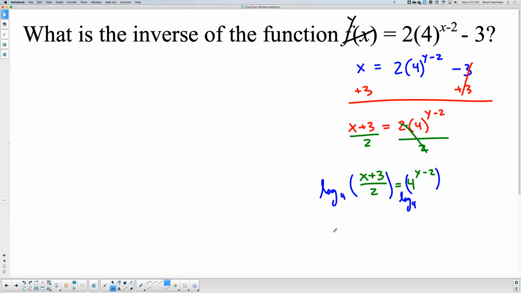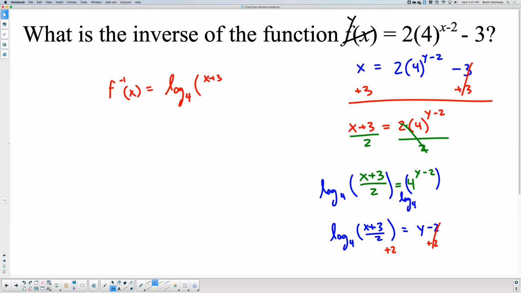So what do I have left over here? I have log base 4 of (x plus 3) over 2 will equal, these will simplify, and I'm left with y minus 2 multiplying times this 1. Log base 4 of 4 is 1. So y minus 2 multiplied by 1 is just y minus 2. Last part, I would add 2 to both sides. This needs to be outside the parentheses since I'm not adding inside the logarithm. And I have my inverse. My inverse f negative 1 of x would be equal to log base 4 of (x plus 3) over 2, plus 2. There's my inverse right there.